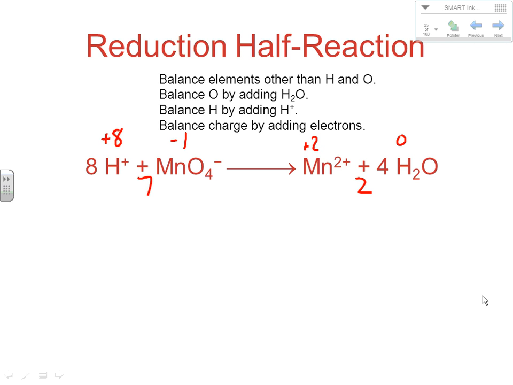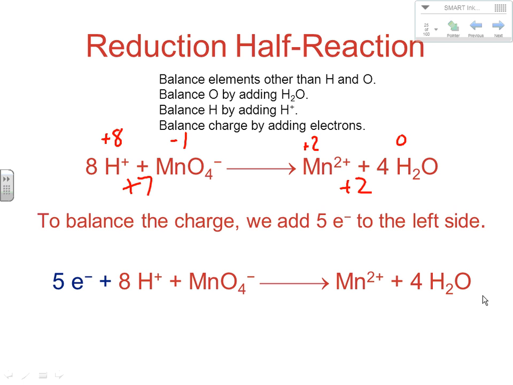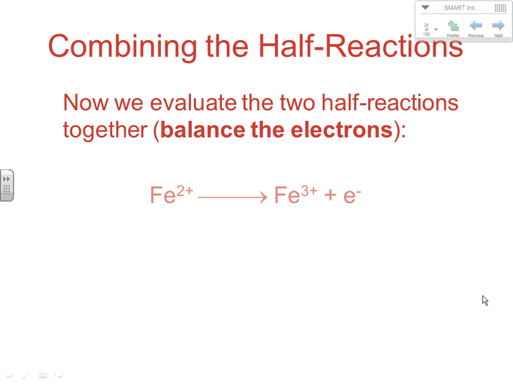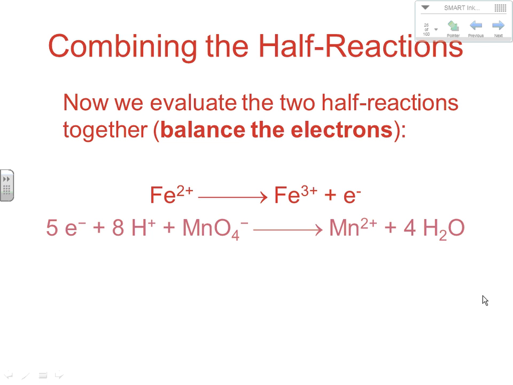So when we go to balance this for charge, we need to recognize we've got to bring that +7 down to that +2. Well, that would mean add 5 electrons to the left. So remember, you add the difference to the more positive side. So we're going to put 5 electrons on the left. And now we're balanced for charge. Now at this point, we're ready to look at balancing the electron transfer.